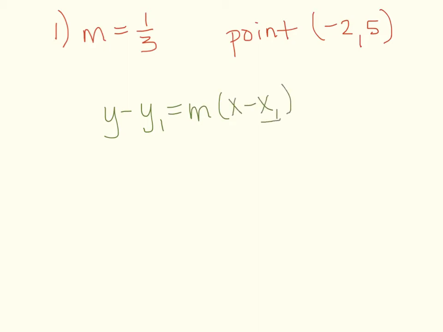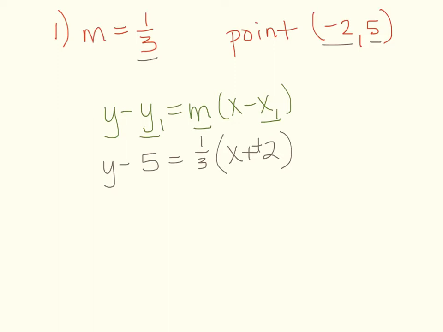And remember, we need a point, an x and a y, and we need an m or a slope. So once I plug this information in, instead of y minus y1, the y that I'm given happens to be a 5. So instead of y minus y1, it's y minus 5. Equals, instead of m, I'm going to put in my 1/3, that's my slope. And instead of x minus x1, I'm going to put in x minus a negative 2, because my x is a negative 2. Now minus a negative 2 becomes a plus 2.